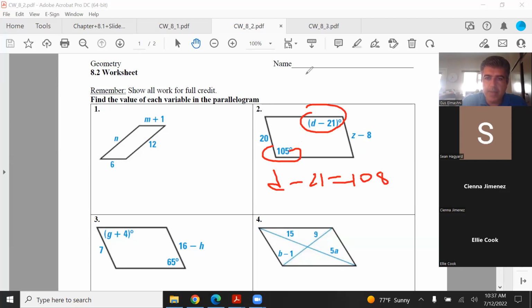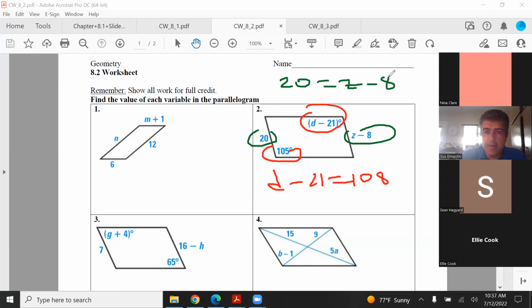And 20 has to be in Z minus A, because remember you have two pairs of congruent sides. The opposite sides are always congruent and parallel. And you just solve, right? Not that hard. Yeah, go ahead.